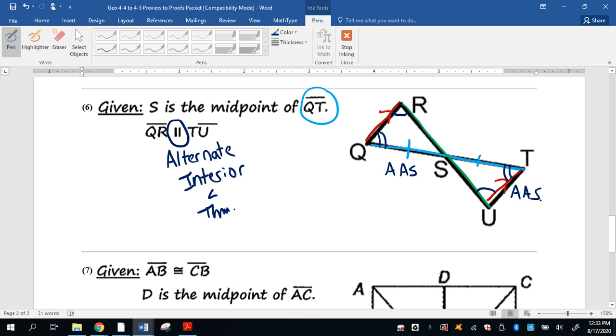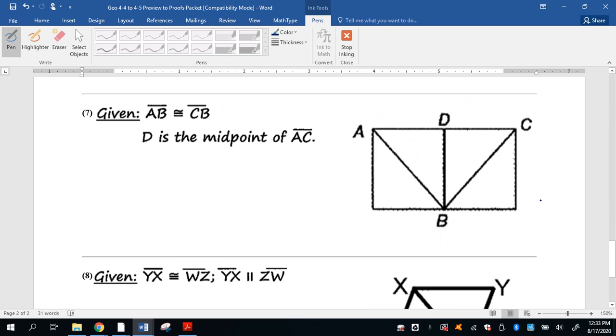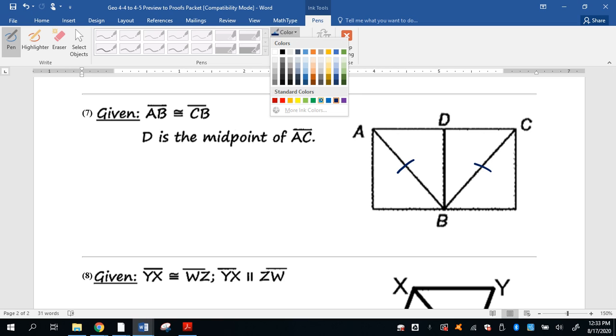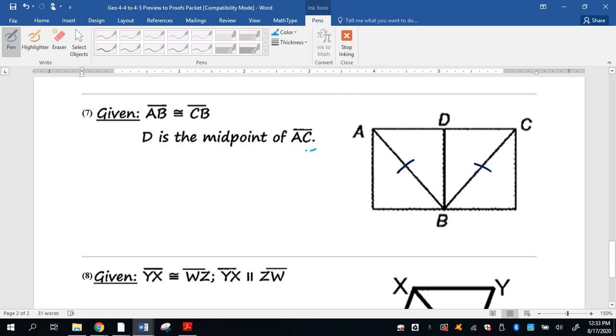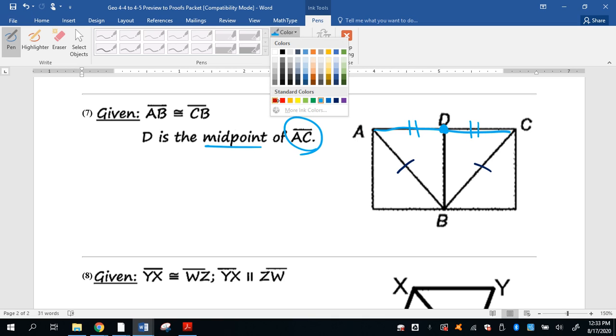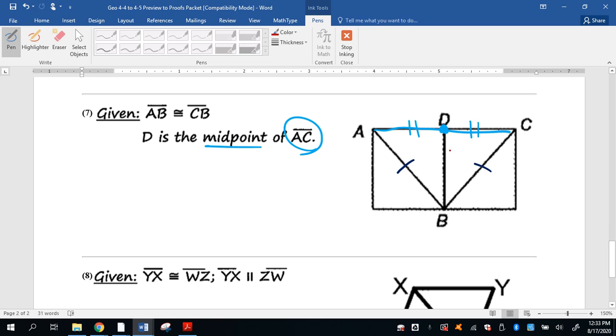Okay, number 7. AB is congruent to CB. And D is the midpoint of line segment AC. So if it's a midpoint, we're going to mark up sides. By definition of midpoint, those two segments are congruent. We can also talk about reflexive. So by reflexive, DB is congruent to DB. So the two triangles are congruent by side, side, side.